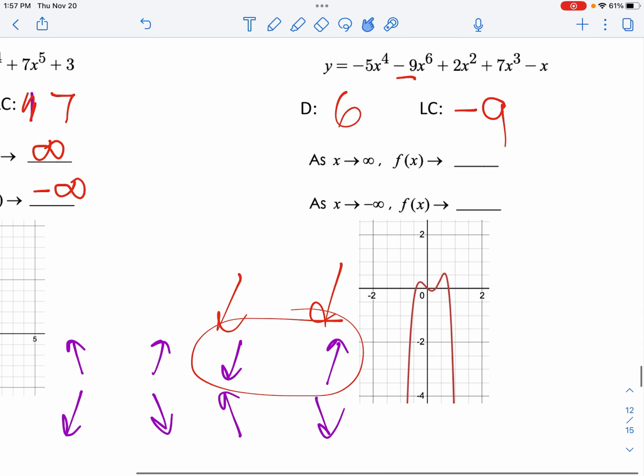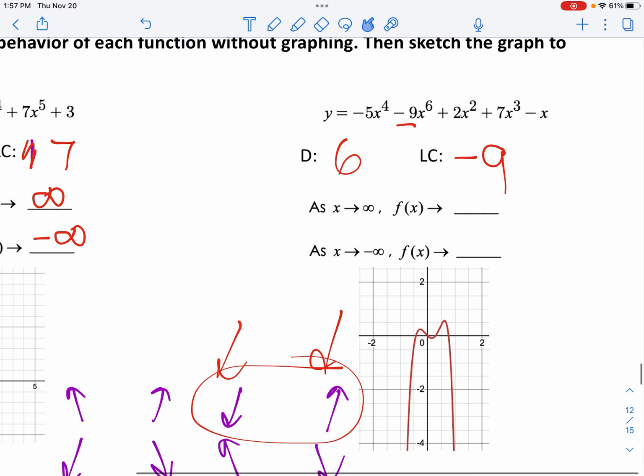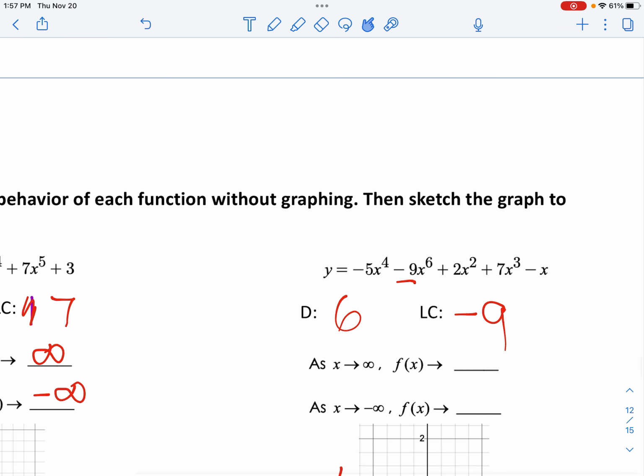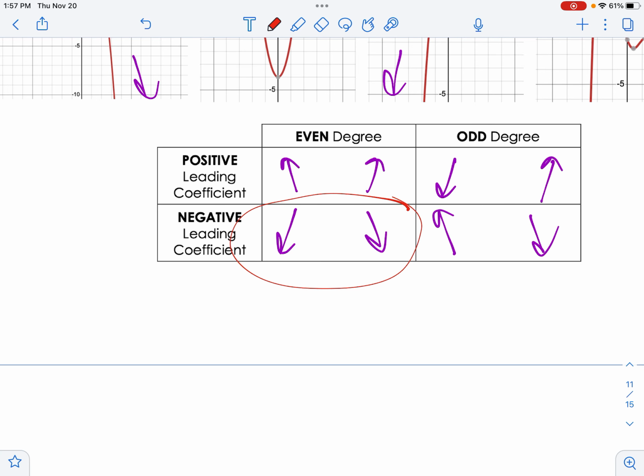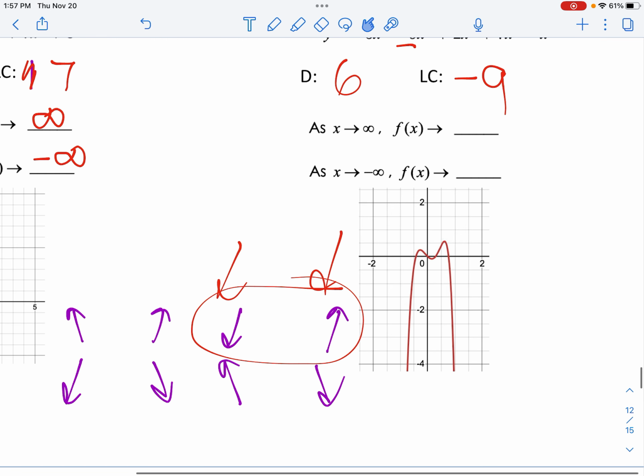Okay, so now on this one, if I go back up to even degree and negative leading coefficient, both ends should be going down to negative infinity. So let's see. Yep, my graph confirms that right here. So to negative infinity, negative infinity.